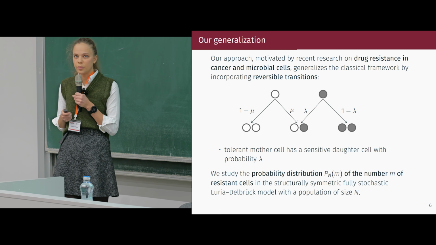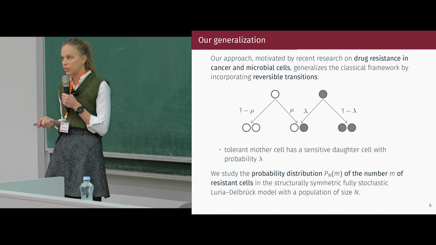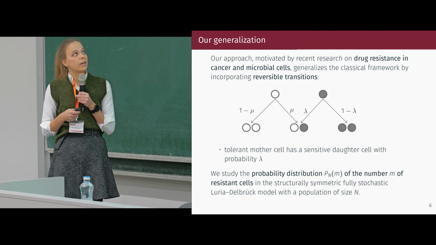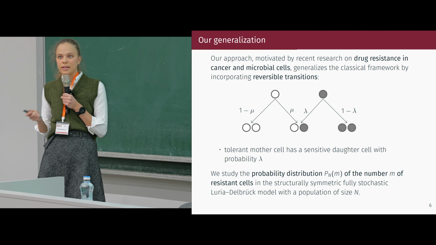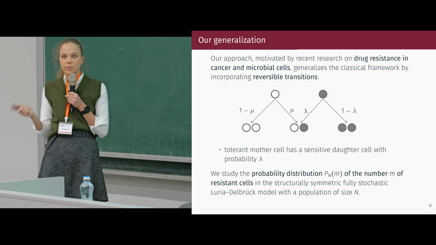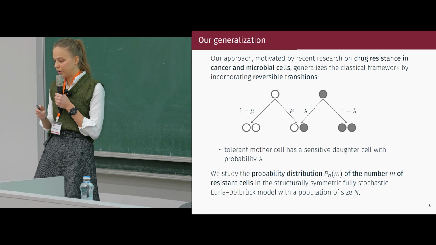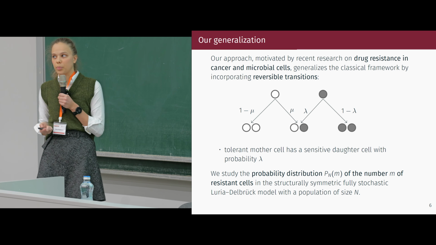However, we were motivated by recent research in drug resistance in cancer and microbial cells, which shows that these changes between the phenotypes may be just temporal, and therefore cells may switch back and forth between the sensitive and tolerant state. We modeled it by introducing another probability denoted as lambda, which is the probability that a tolerant cell has a sensitive daughter cell. Again, what we are looking at is the probability distribution of the number of resistant cells in the total population of size n.